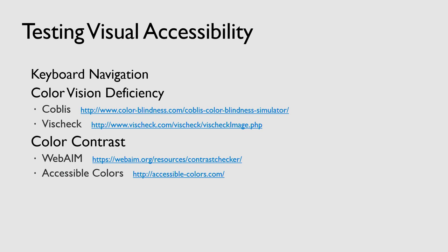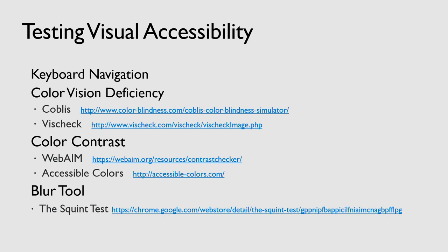And then for color contrast, there's WebAIM and Accessible Colors. And so you'll see a demo of that in a bit, but I like Accessible Colors better because it'll suggest how to change your colors to be more accessible. So if your text doesn't stand out from the background enough, it'll say, oh, just change your background color to this, or change your font color to this, and either one will get you there.